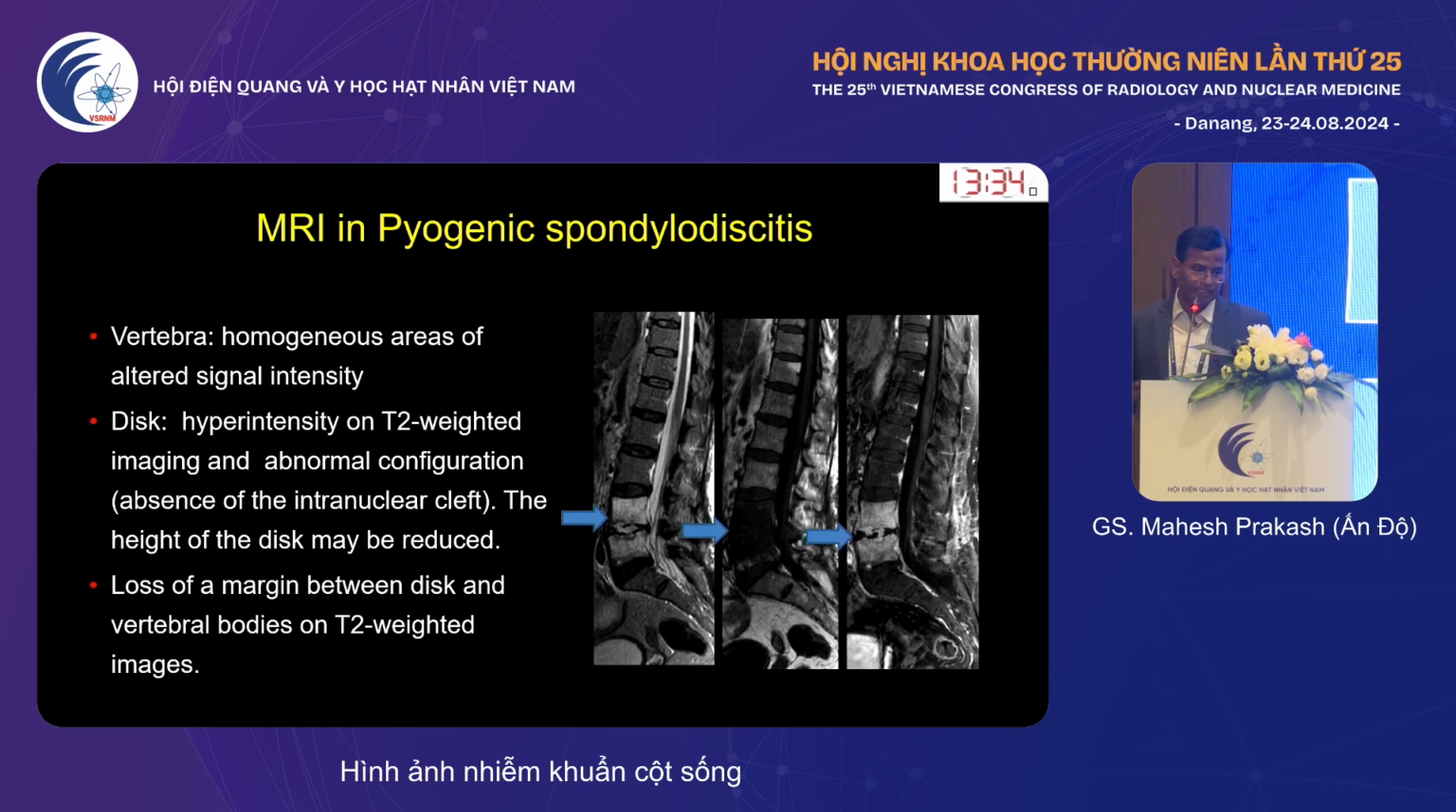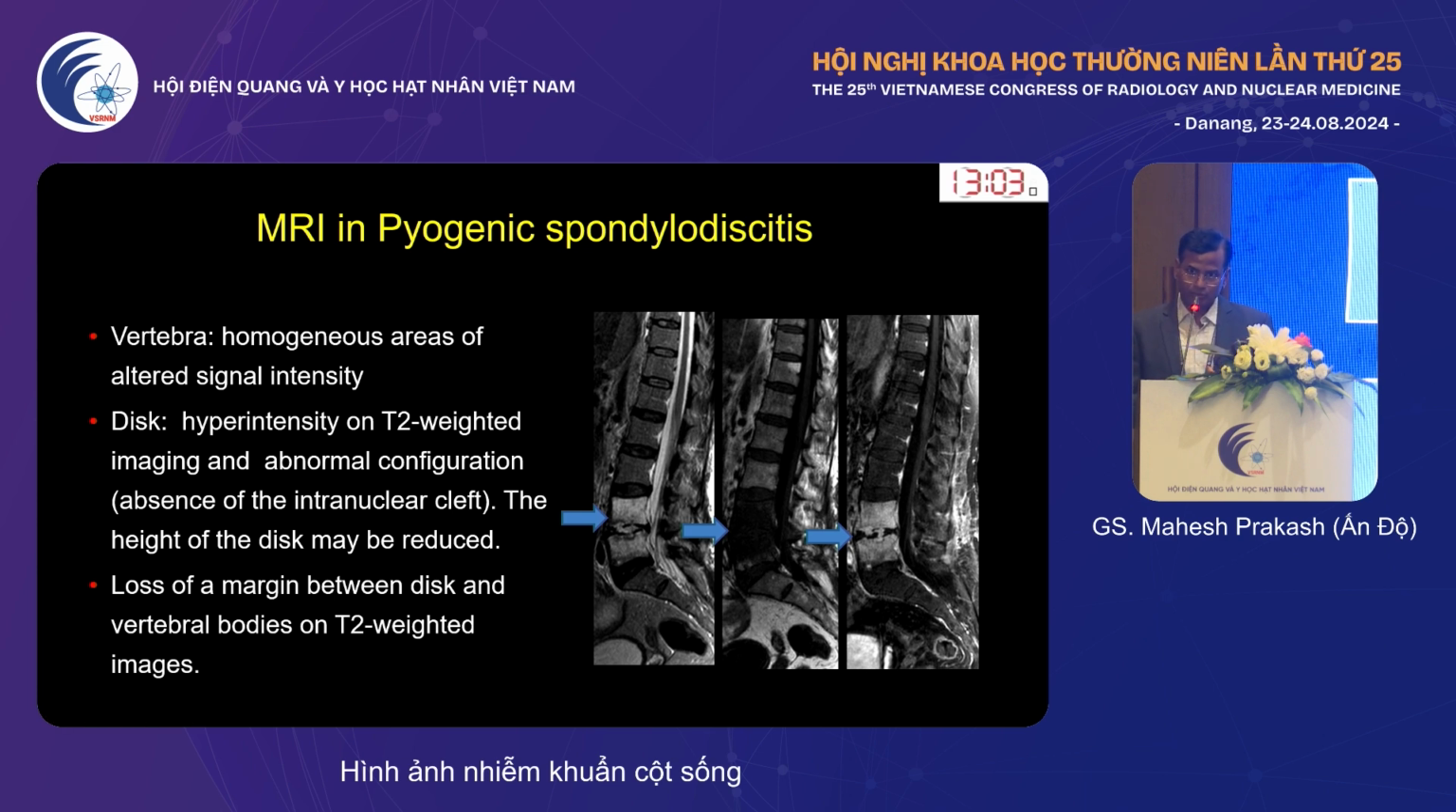So the most common is pyogenic spondylitis, or pyogenic infections. As I said, the infection usually starts and can cause hypointensity and hyperintensity on T2 imaging. The changes in the disc are very important. You see there is irregularity in the disc, as well as hyperintensity, as well as a change in the contour of the intervertebral disc.